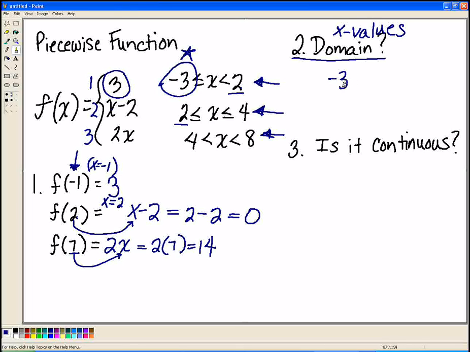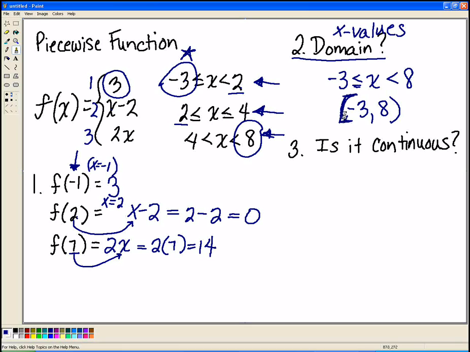-3 is less than or equal to x. And what's the largest value for which x is defined? Well, I see it's here, less than 8. And I can also write that in interval notation, -3, 8. Actually, I need a square bracket here because there's an equal sign.